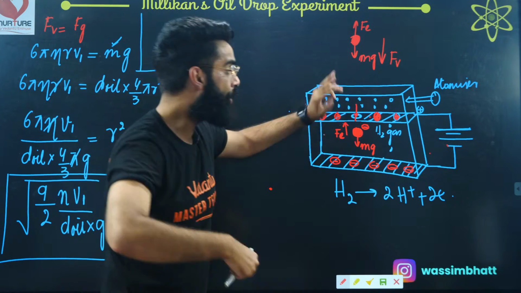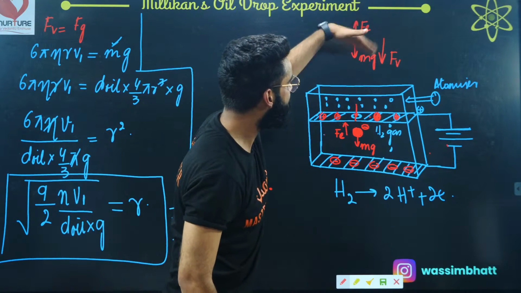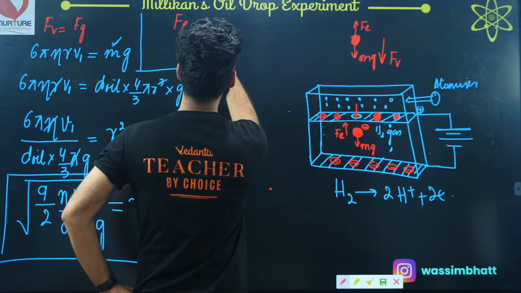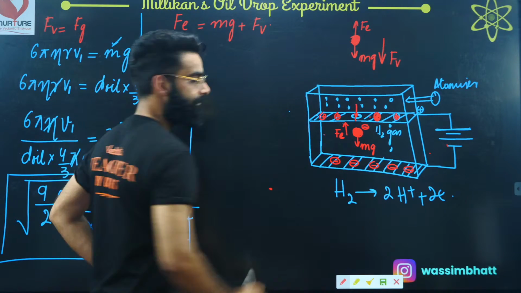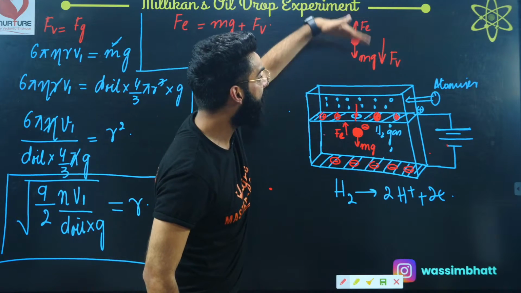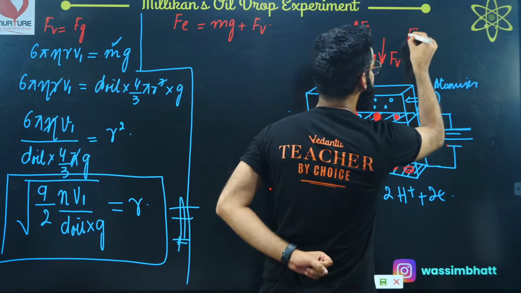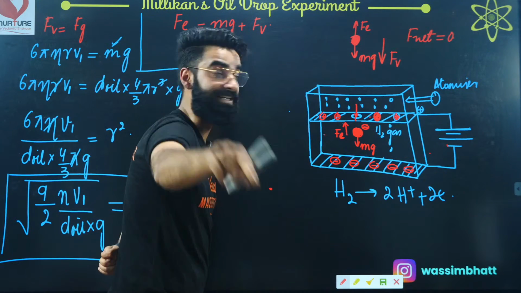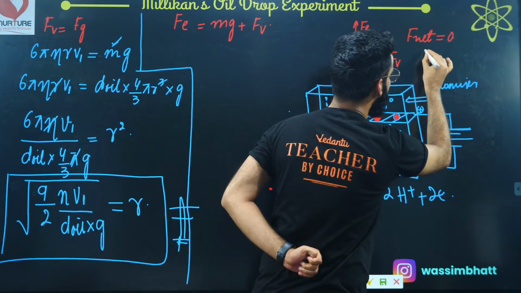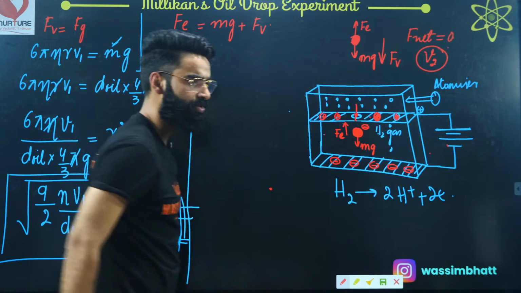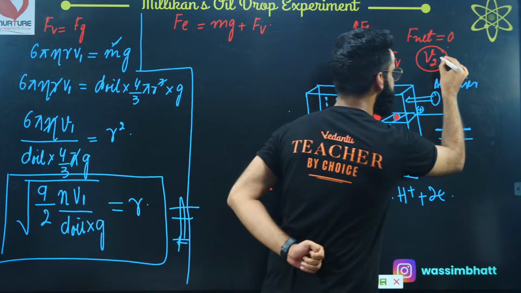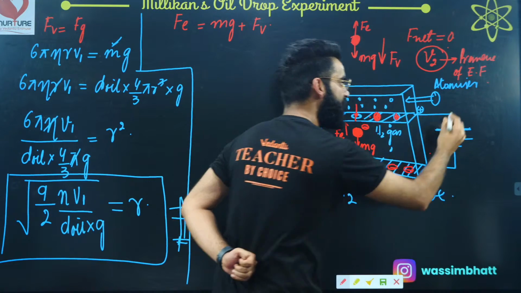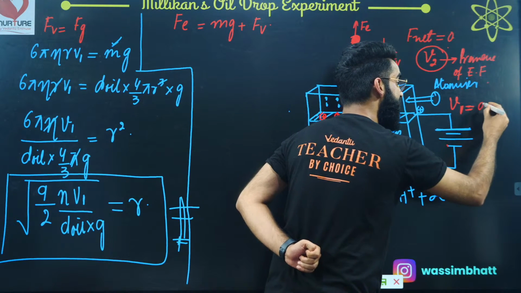On adjusting the voltage continuously, there will be a scenario when the upward force becomes equal to the downward force, when Fe becomes equal to mg plus the viscous force. At that time, the net force on the oil droplet will be zero. The constant velocity with which the oil droplet goes upwards is the terminal velocity, which I now represent by V2. So V2 is the terminal velocity in the presence of an electric field. What was V1? V1 was the terminal velocity in the absence of an electric field.